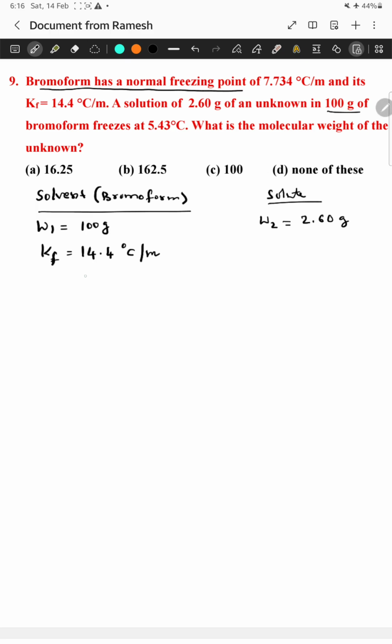Then they have given the normal freezing point of bromoform. That means the freezing point of the pure solvent, T naught F, is given as 7.734 degrees Celsius. Then it freezes, so the freezing point of the solution is given. The freezing point of the solution we consider as TF. You can write separately here, solution. So the freezing point of the solution, TF, is given as how much?